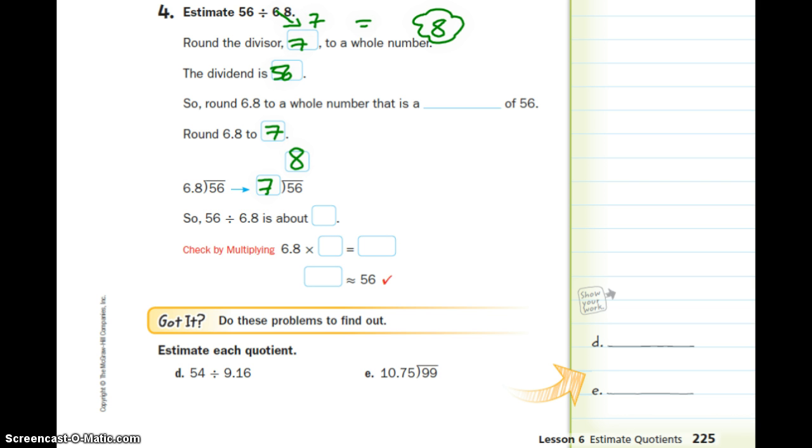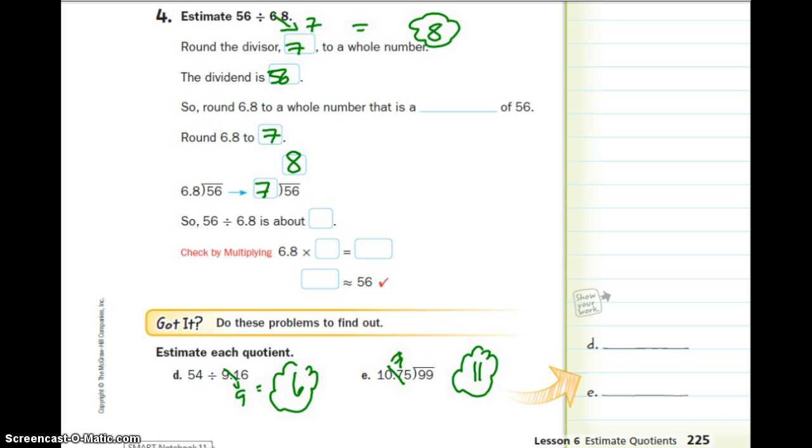So when they did the math of the problem, they're working it out, which is kind of silly because when we're doing our estimate, you're looking for something that gets you into the realm of what the answer is. So, go ahead and do estimates for D and E. See you soon. Pause the video.